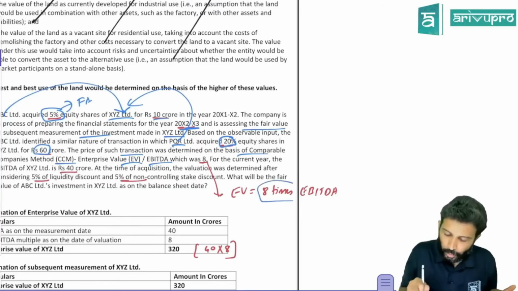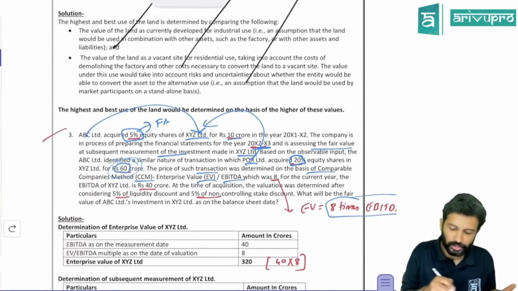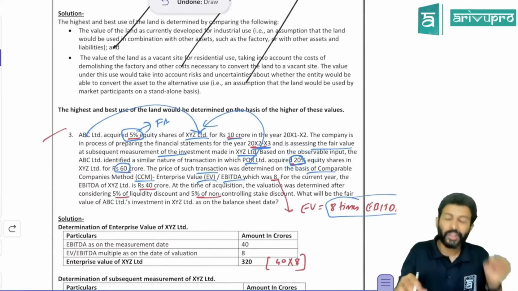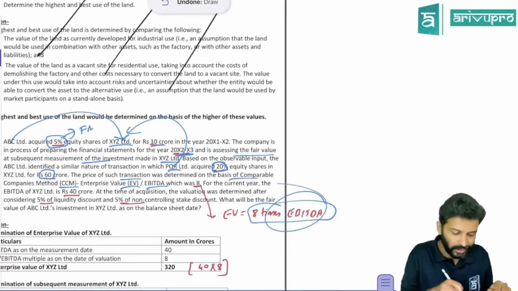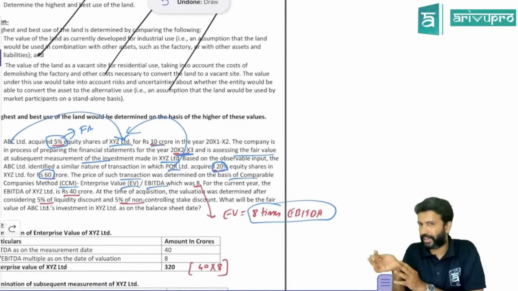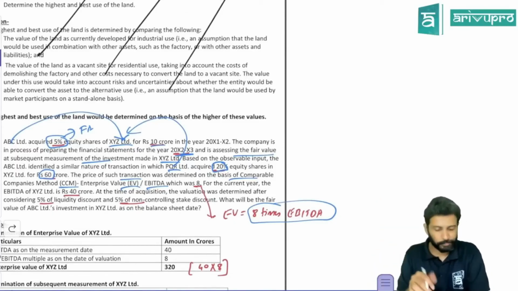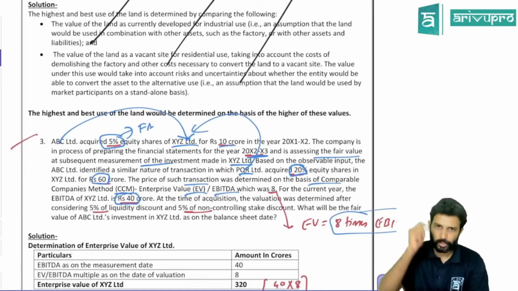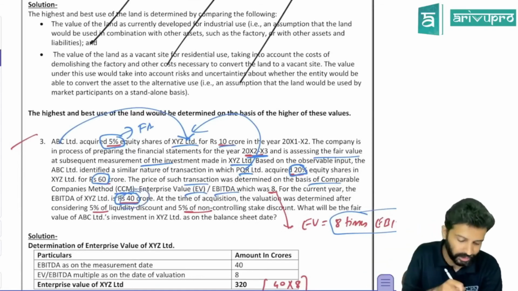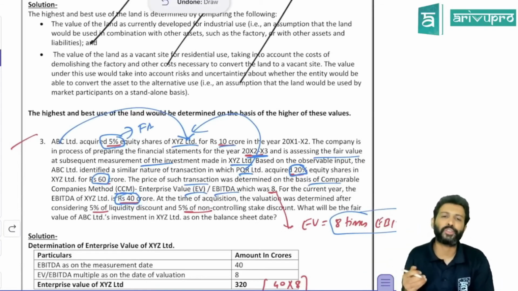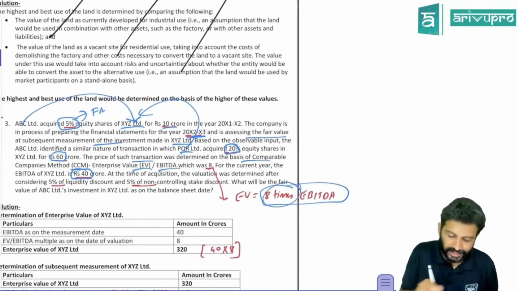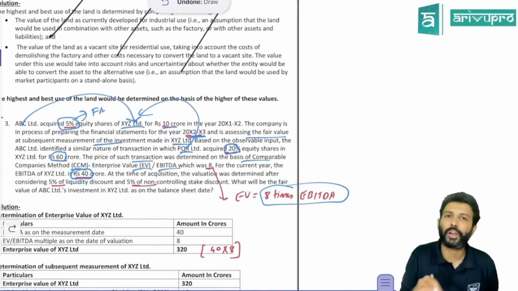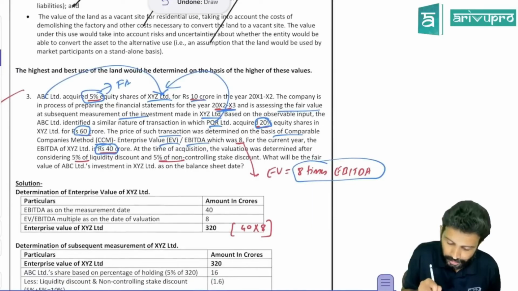So basically the value was determined. For this 20%, they paid 60 crore. The 60 crore was determined on the basis of 8 times the EBITDA. Whatever EBITDA the company had, 8 times of that was paid. Alright, for the current year, the EBITDA of the company is 40 crore. For the year we want to find the fair value, EBITDA is 40 crore. So you already know the enterprise value; they told us enterprise value is 8 times EBITDA. EBITDA for the current year is 40 crore, so 8 times that. 40 into 8 is how much?